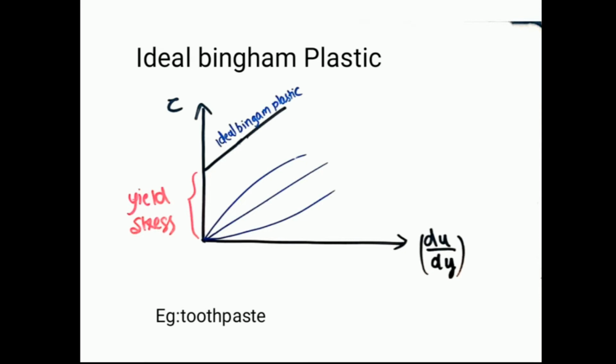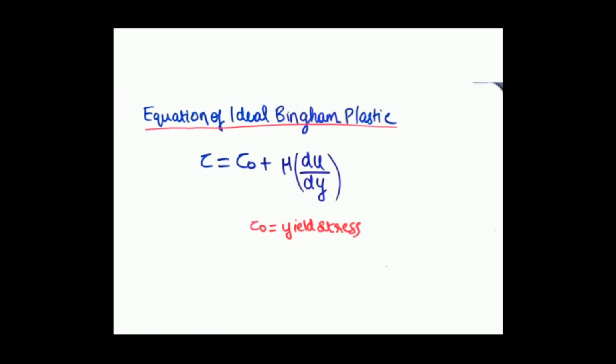Since this curve does not pass through the origin, an ideal Bingham plastic cannot be considered a fluid. The equation of the ideal Bingham plastic is given as tau is equal to tau 0 plus mu into du by dy. This tau 0 is called the yield stress.